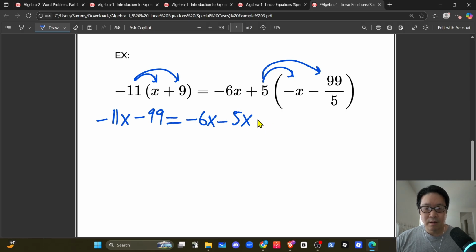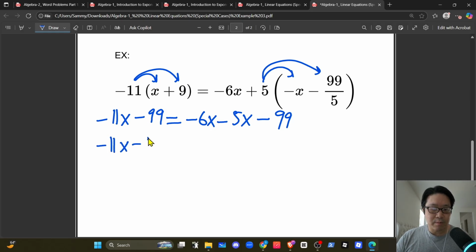When we do that, we get -5x minus, now the 5's here will cancel. This is 5 over 1 times -99 over 5. The 5's cancel, so effectively you just end up with a -99. Then we can further simplify the right side. -6x and minus 5x is going to be -11x. Then we have the minus 99.